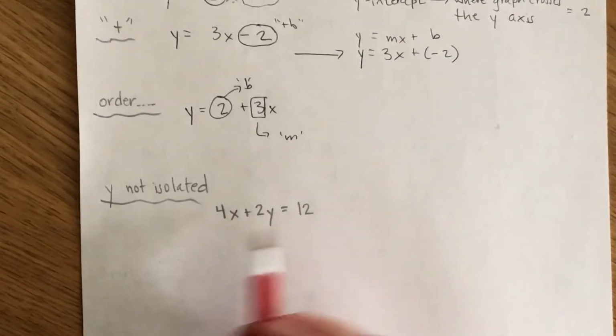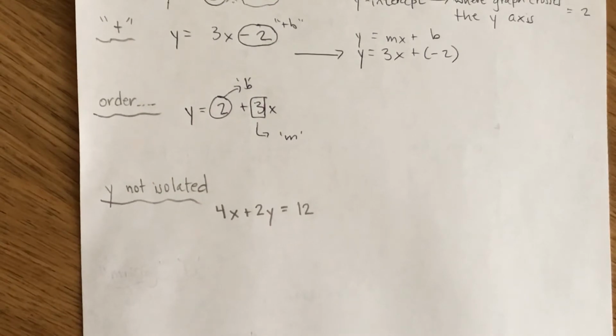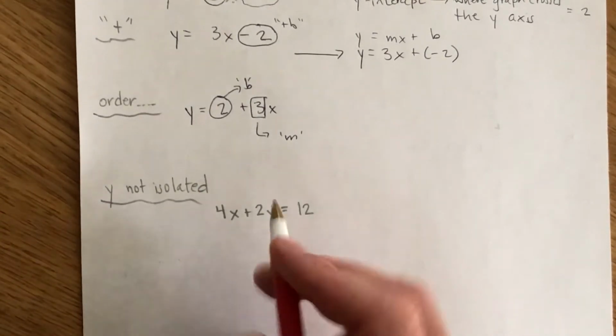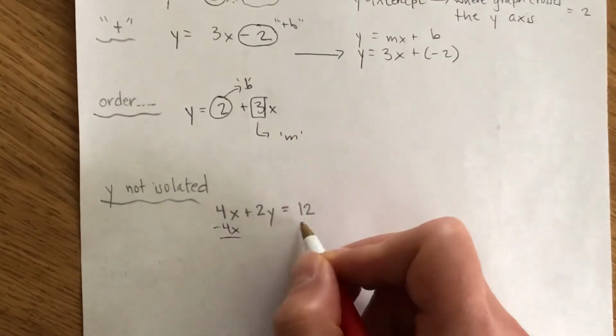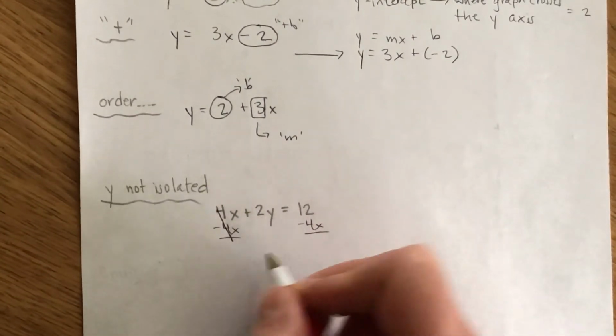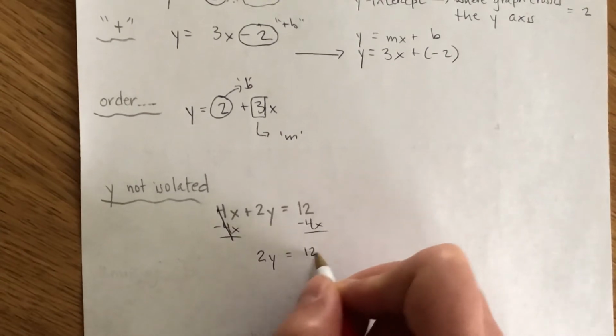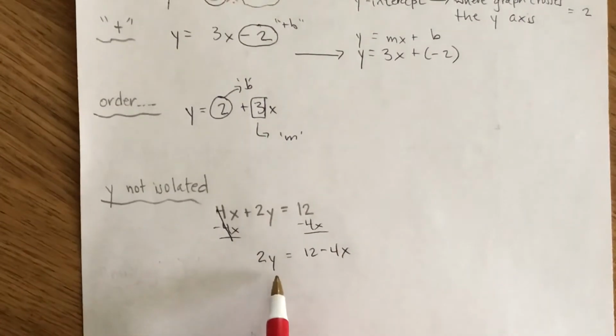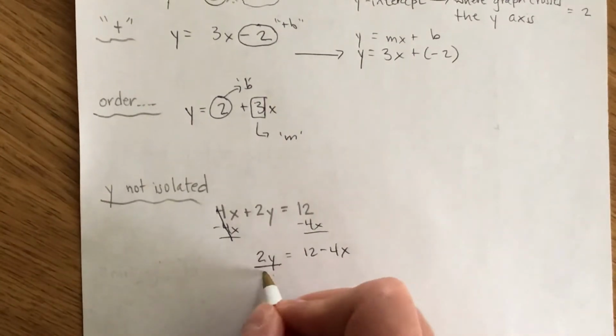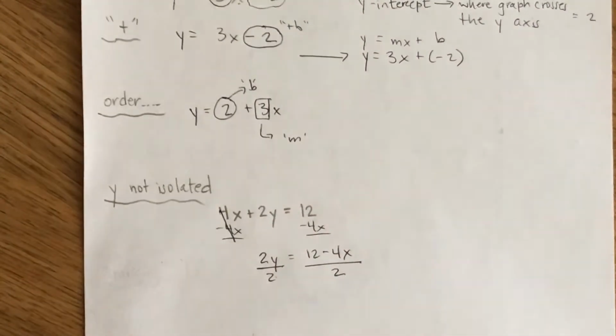And then you can have an equation that can be put in slope-intercept form, but it's not yet. You have to isolate the y. In this case, we're going to subtract 4x from both sides. So you have 2y equals 12 minus 4x. Notice we still haven't isolated y because it's multiplied by 2. So the inverse of that is to divide by 2. And again, golden rule, whatever you do to one side of the equation, you have to do to the other.